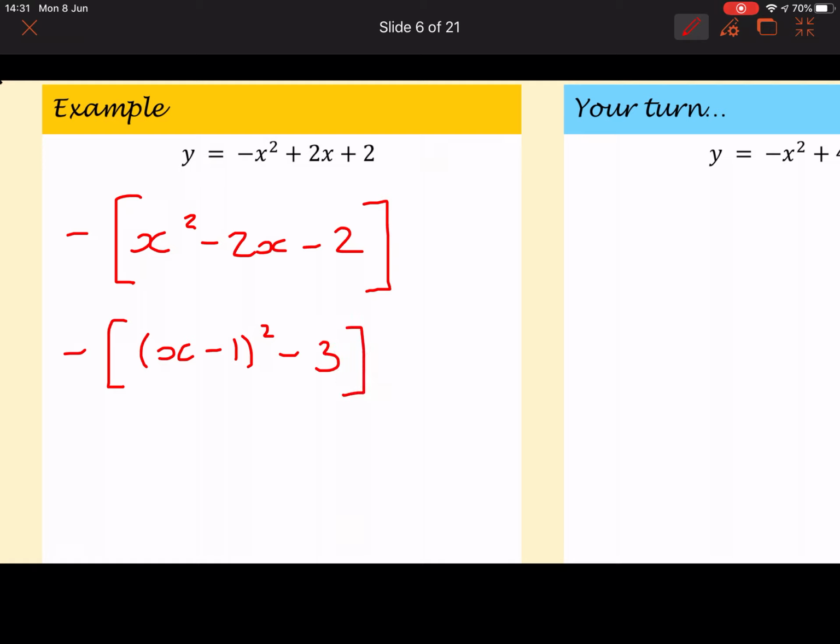Okay, nice easy one there. Now to put the negative back in, we just do exactly what we do with the number. Write it in front of that bracket. Now minus 1 times minus 3 is positive 3. Just changes the sign. And that's your final answer.